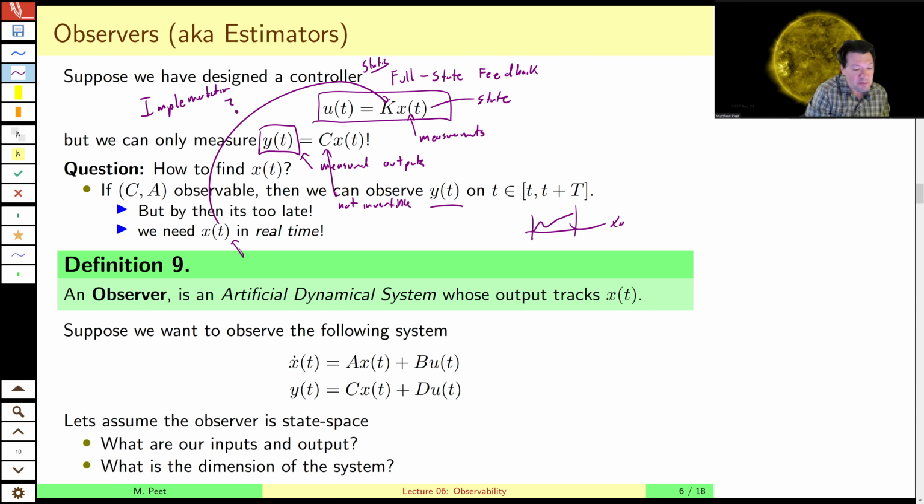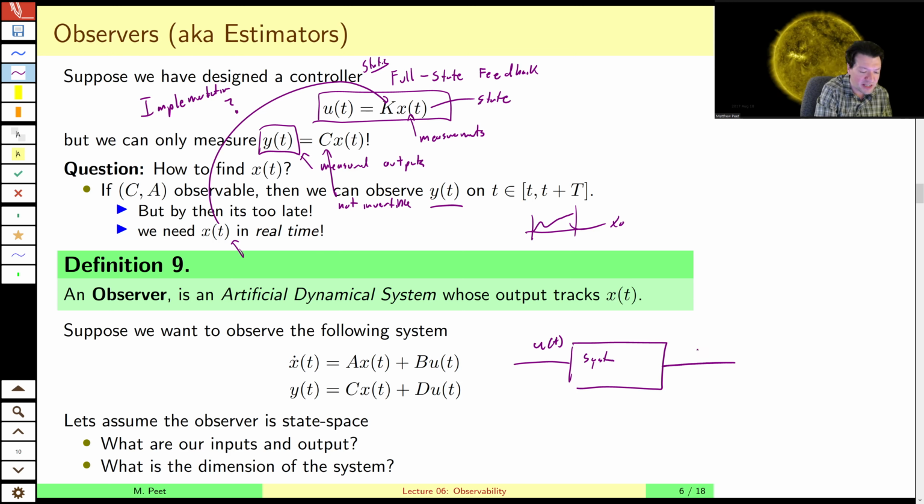So let's map out what the goal here is, then. We've got our input, u of t, maybe. We have our system, which produces an output, and we have those output measurements. So we'll branch them off, bring them down here, and we'll put them in an observer block.